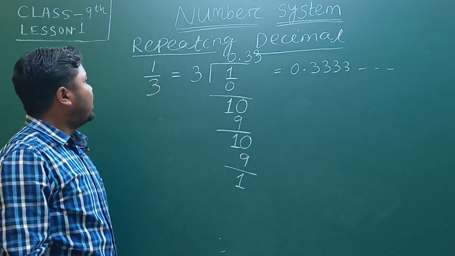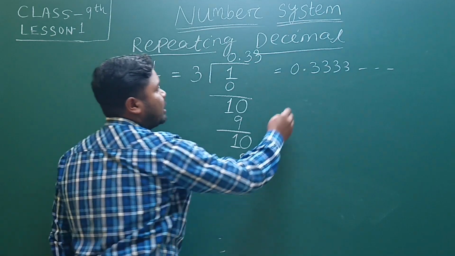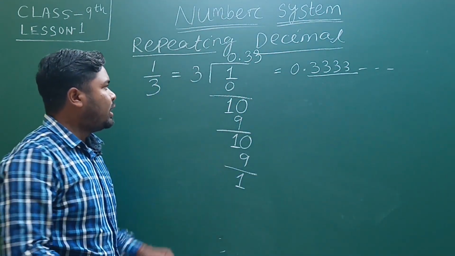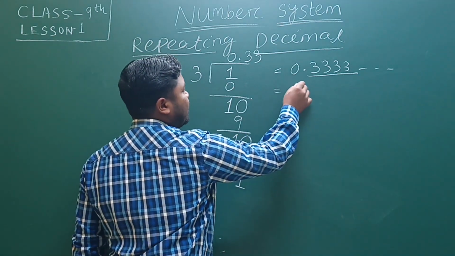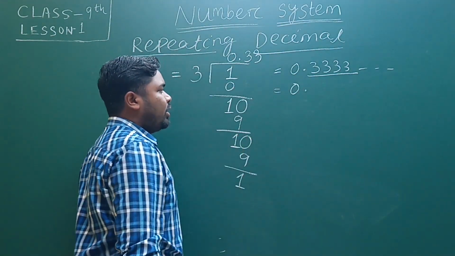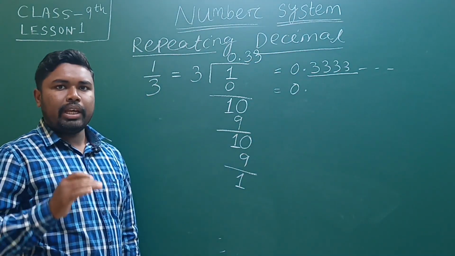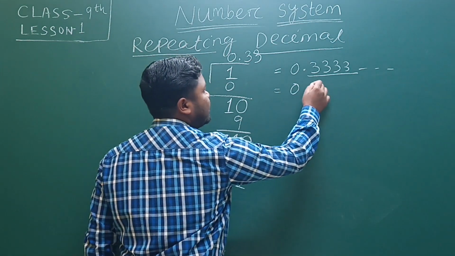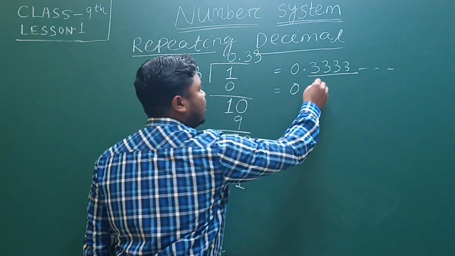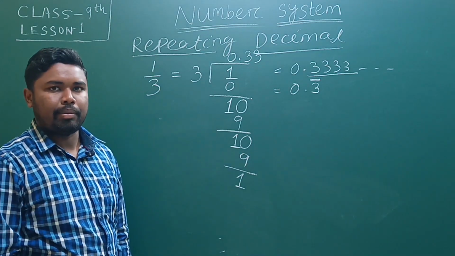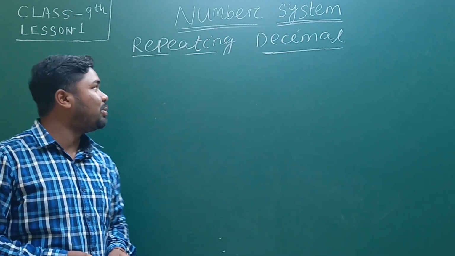Here the repeating number is 3. How can I write the repeating number? We write it by putting a bar over the repeating number. So 3 is the repeating number, and we place a bar over this repeating number. Now take another example.